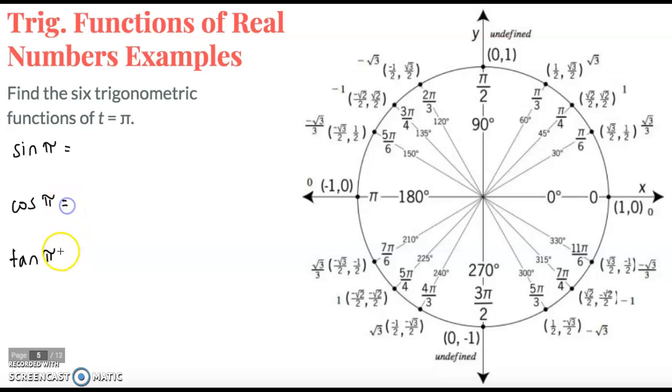So I go to pi on my unit circle, which is right here. My sine of pi would be the y value, 0. My cosine of pi would be -1. And then how I get my tangent is I do y over x, so 0 divided by -1, which is just 0. Now, one thing to look out for is when you're finding the reciprocals of things that involve 0.